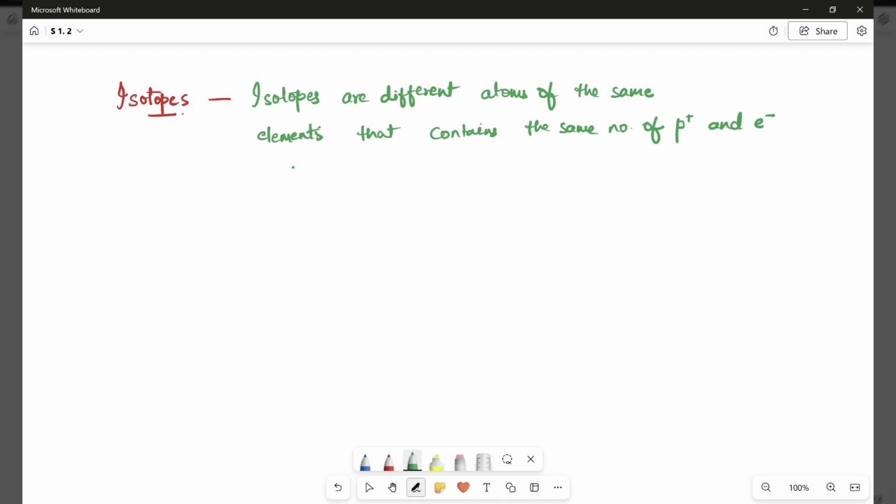electron. But what is the difference? A difference of number of neutrons. So you will find that the neutron number is going to differ. So these are atoms of the same element but different mass number. In short, you can say atoms of the same element but different mass number.